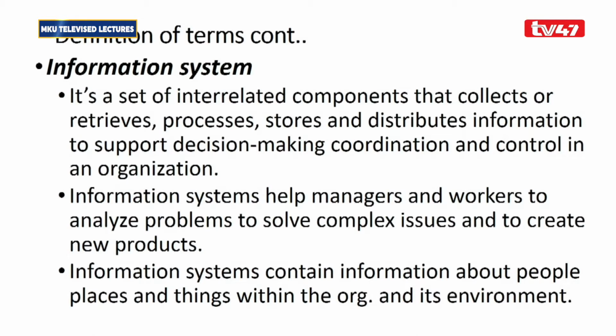The word information system is using the two words, information and system. We've said information is data that has been processed and is of meaning. A system, on the other hand, is several components or subsystems that come together. So an information system is a set of interrelated components that collects or retrieves, processes, stores and distributes information to support decision making or even coordination and even control in an organization.